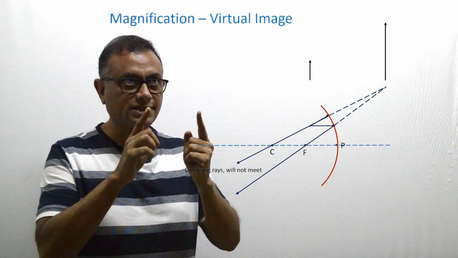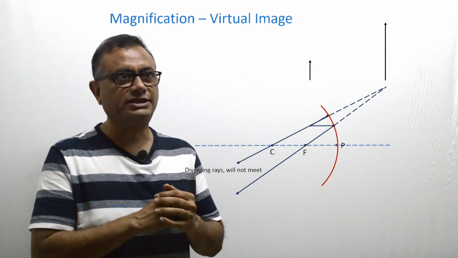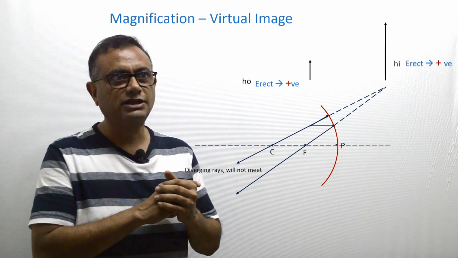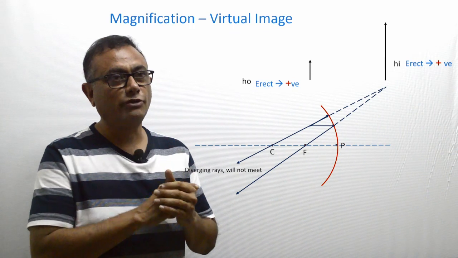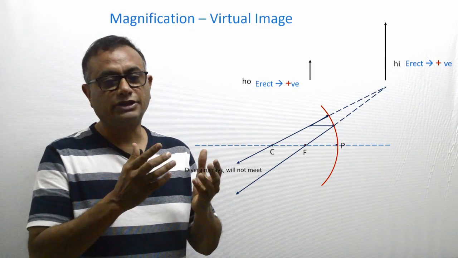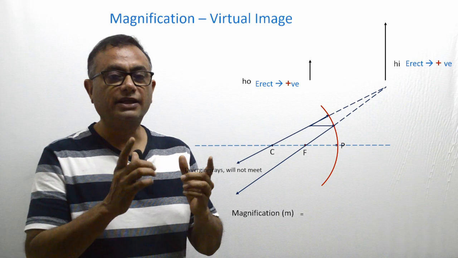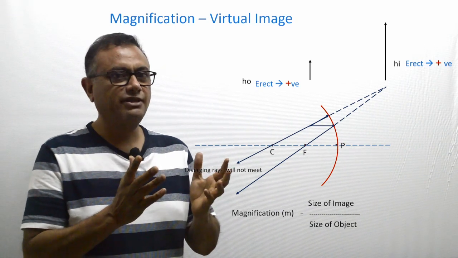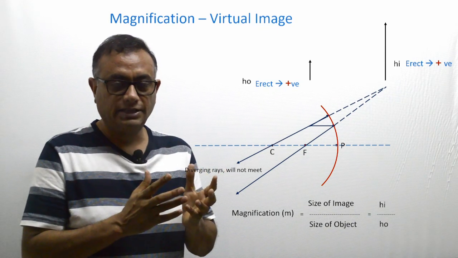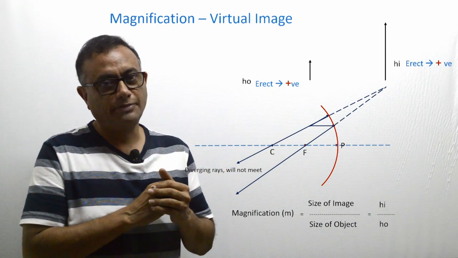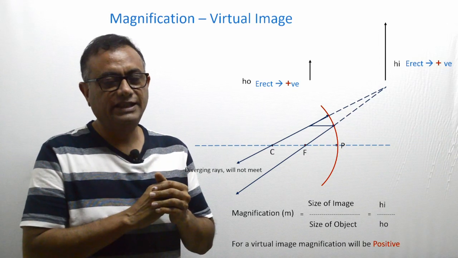If you examine the size of the object and the size of the image, we see that the image is going to be erect. Erect means positive. Likewise, the object is always erect, so the object is also positive. When we look at magnification, the definition remains the same: height of the image by height of the object. But here both of these are positive, and therefore the magnification in the case of a virtual image will always be positive. So please remember this.